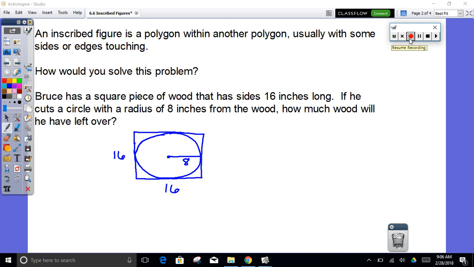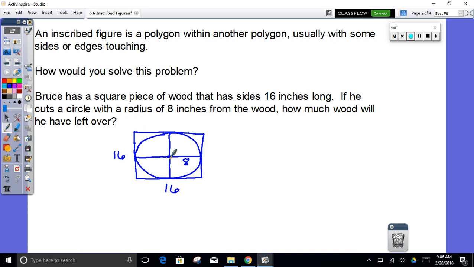So when we draw the picture, since the circle's radius is 8 inches, which is half of 16 inches, the whole side of the square, the circle is always going to touch the edge of the square on the four sides. If we were to make a T with right angles, it needs to touch on those 4 points.